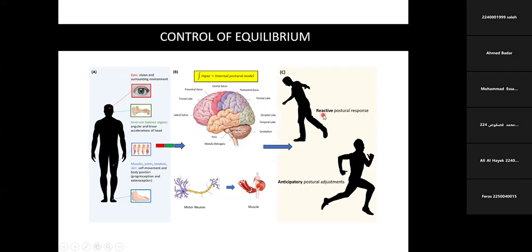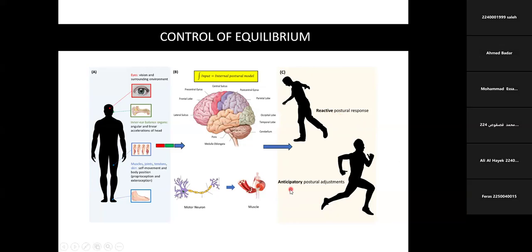One, when we get disbalance, like this person was about to fall, he extended his arms and he extended his leg and he balanced himself. This is called reactive postural response. Yani, once there was disbalance, the person was able to balance himself.